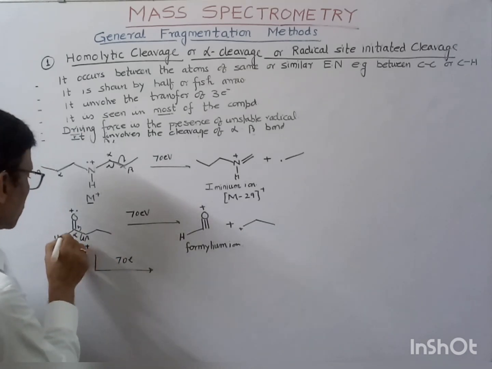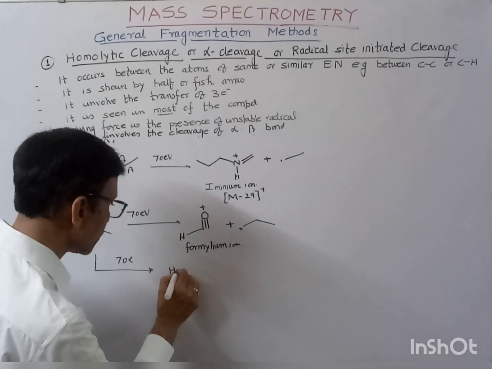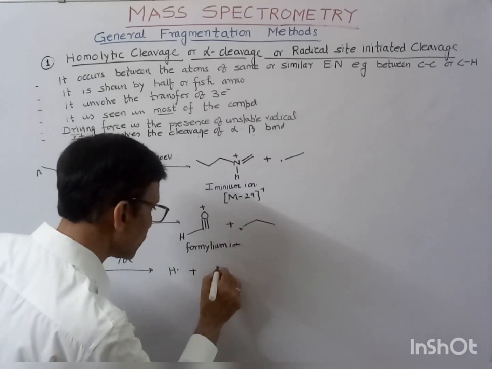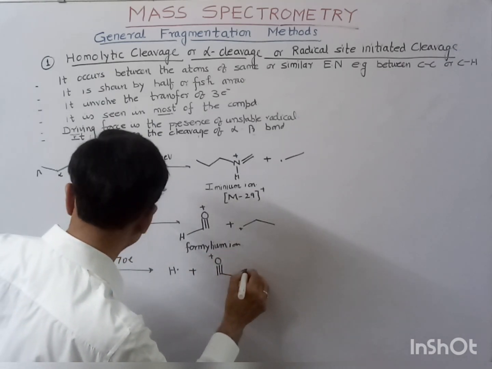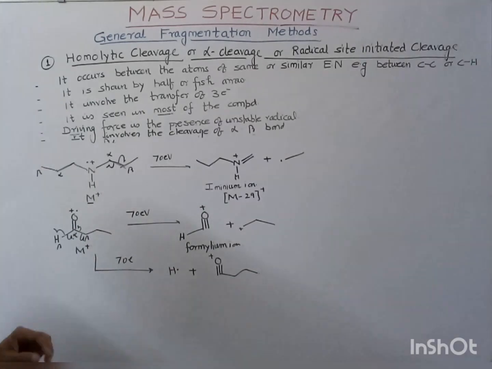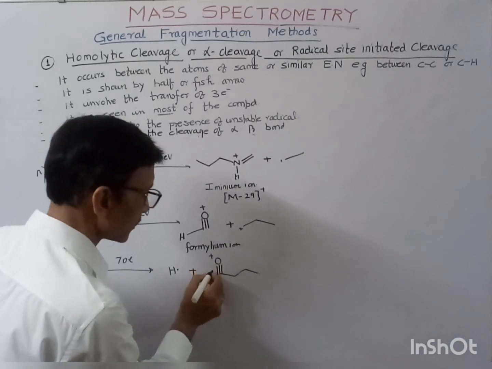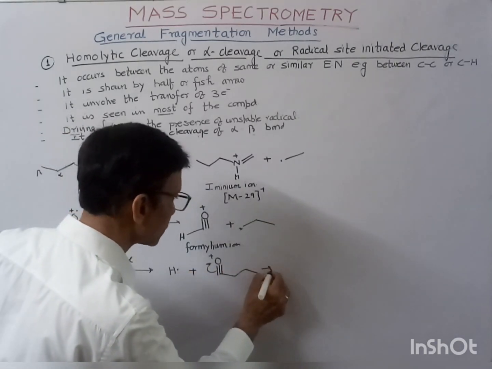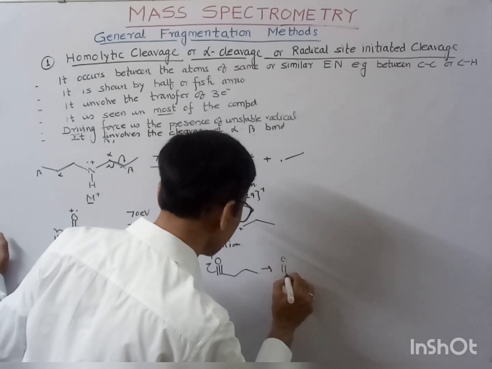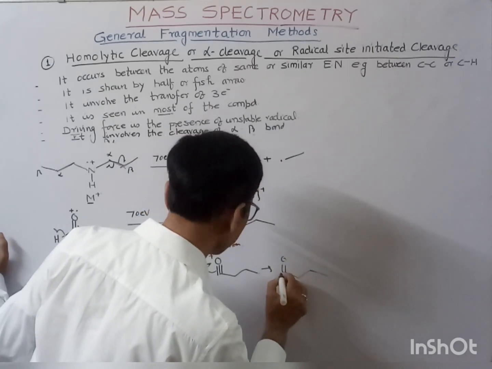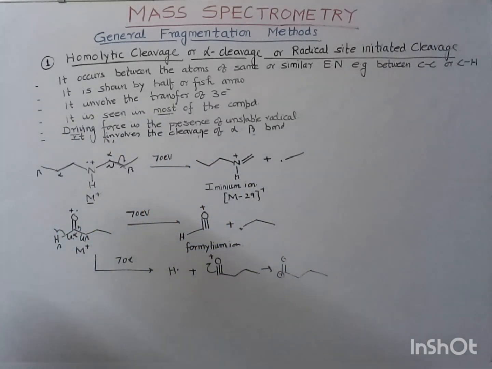This is one of the cleavages. Otherwise, at 70 electron volt, this hydrogen may also undergo cleavage like this. This is another possibility. So we get an H radical, or hydrogen atom, and this other type of radical over here, and this is resonance stabilized. This is also resonance stabilized. This is our driving force that you may write, and the positive charge will come over here. Okay, so this is about the aldehyde.